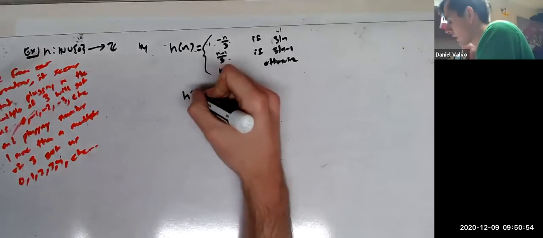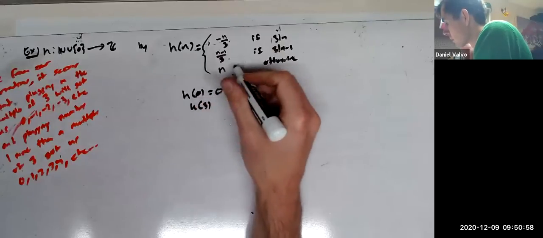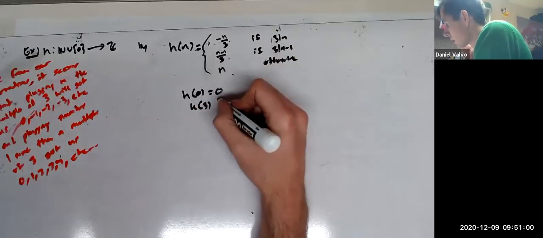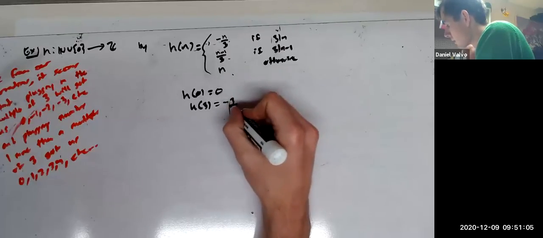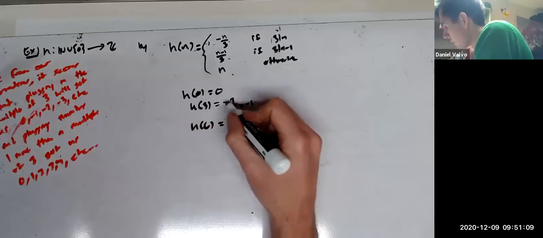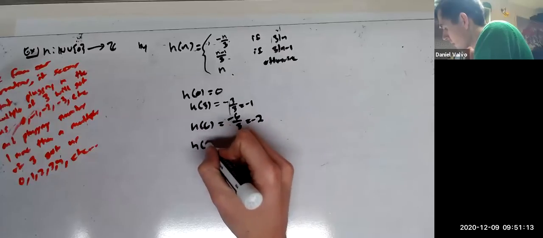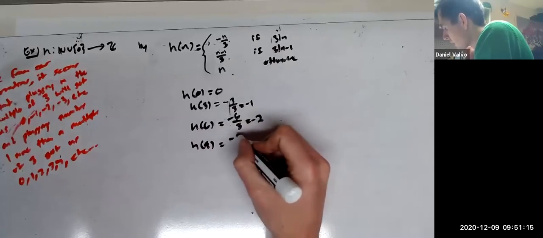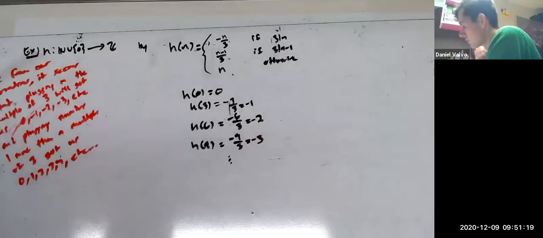If we plug in h of 0, we get 0 divided by 3, which is 0. H of 3, at 3 divides 3, we get negative 3 over 3, which gives us -1. Plugging in 6, the next multiple of 3, we get -6 over 3, which gives us -2. Plugging in 9, the next multiple of 3, we get -9 over 3, which gets us -3. This goes on and on like that.